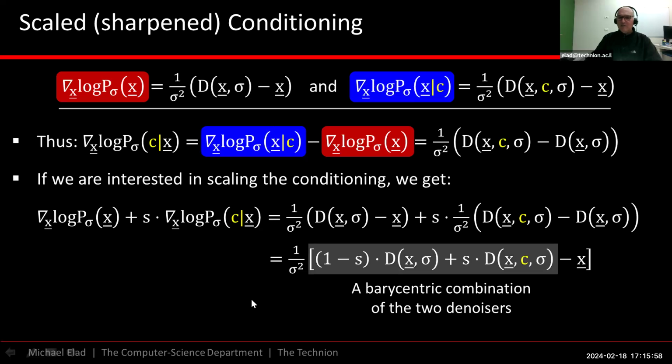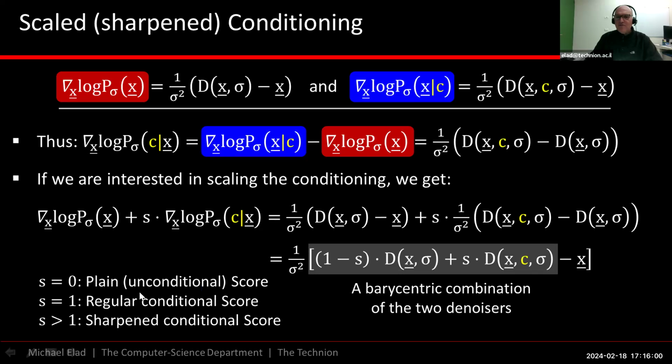So what do we get here? We get that if S equals 0, it's a regular denoiser, and therefore it's a regular synthesis of images without any conditioning. If S equals 1, this is the regular conditioning score. If S is bigger than 1, you are sharpening the effect. This is called a barycentric combination because it's 1 minus S and S, so the sum is always 1. Why not a convex combination? Because I'm allowing S to go outside the interval 0 to 1.